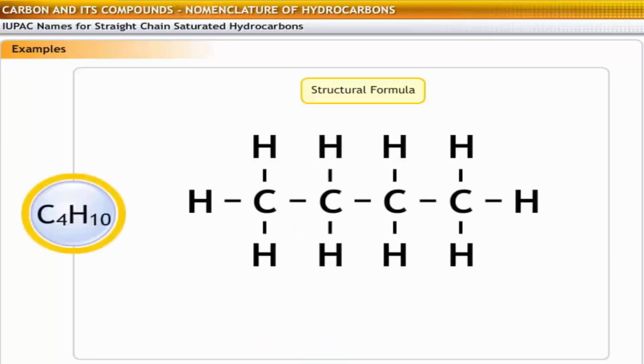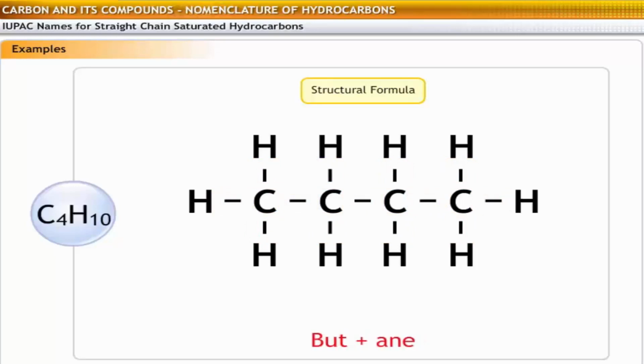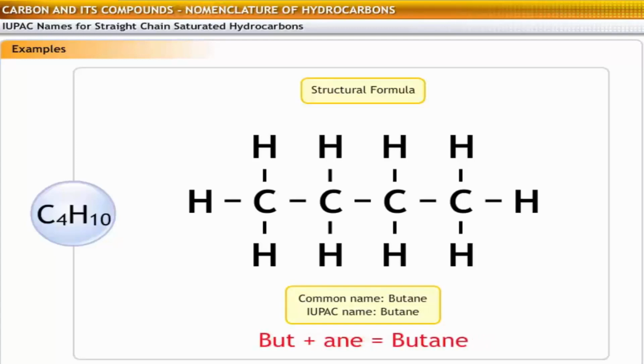The compound C4H10 has 4 carbon atoms, so its root word is but. The carbon atoms are saturated, with each having 4 bonds attached to different atoms. Thus, it is an alkane. The IUPAC name butane is a combination of but and ane.